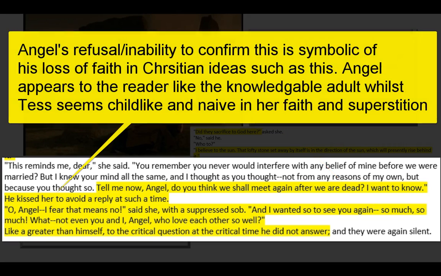But Angel doesn't reply. "Oh, Angel, I fear that means no," she says with a suppressed sob, "and I wanted so to see you again, so much, so much. What, not even you and I, Angel, who love each other so well?"